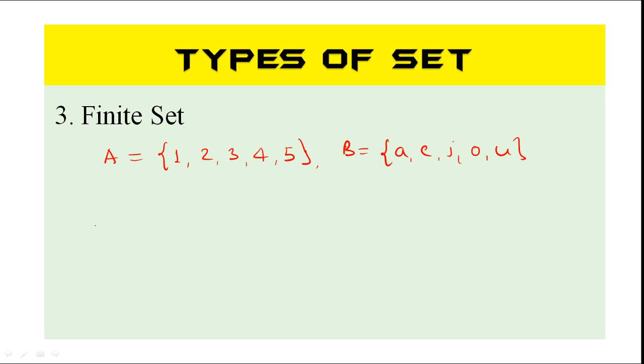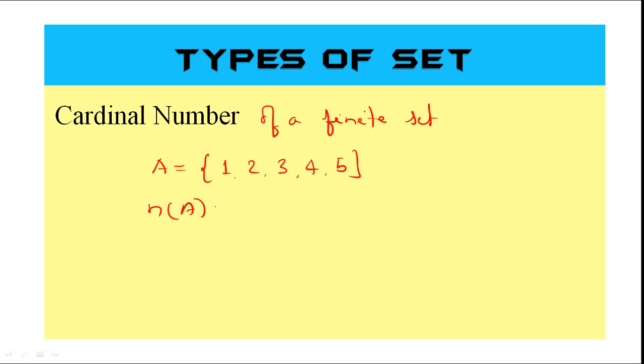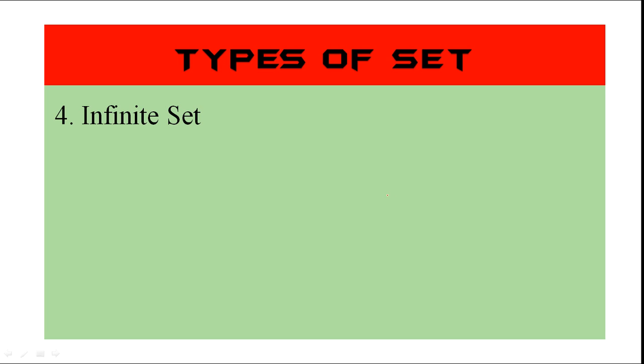And here is one more term which I would like to introduce, that is the cardinal number of a finite set. Cardinal number means the number of elements in the set. Suppose I write once again A is equal to {1, 2, 3, 4, 5}. So the cardinal number of A is written as n(A) is 5. It is also known as the order of the set. We can also write that the order of the set is 5. So it is known as the cardinal number of the set. Is that clear? Okay.